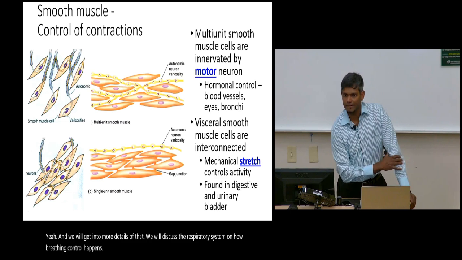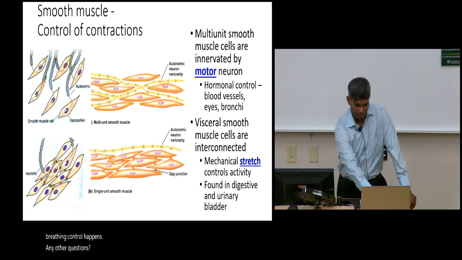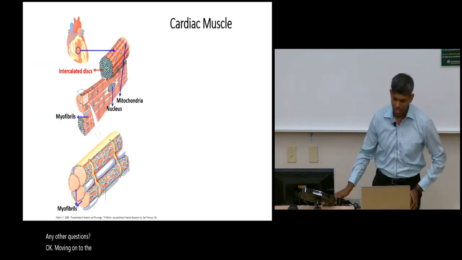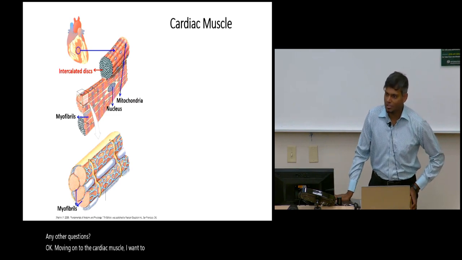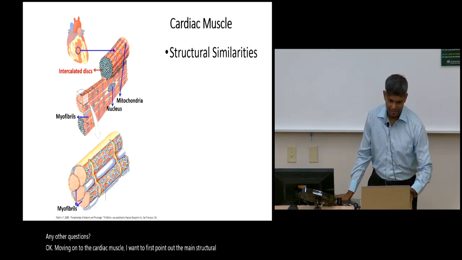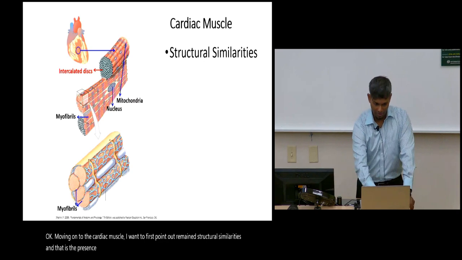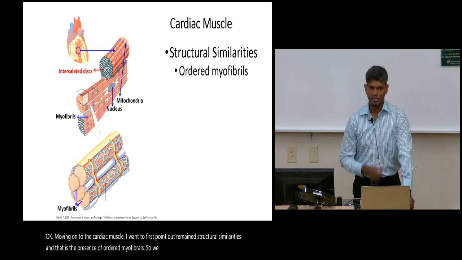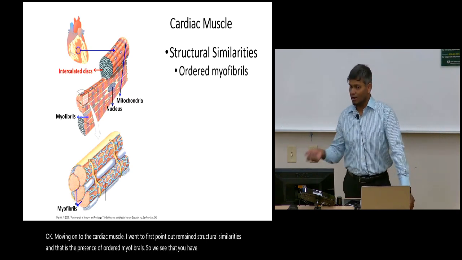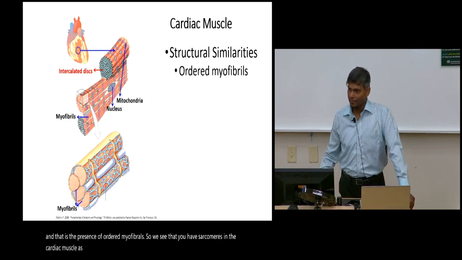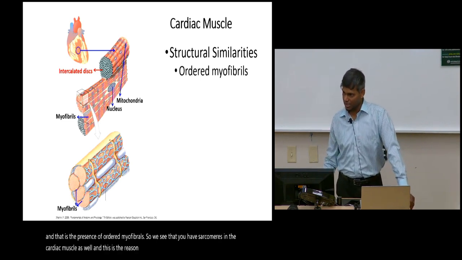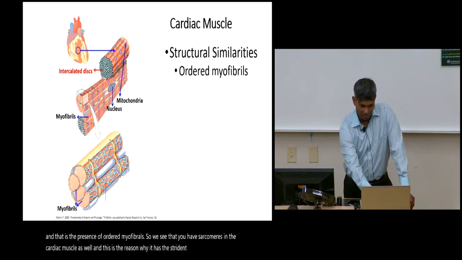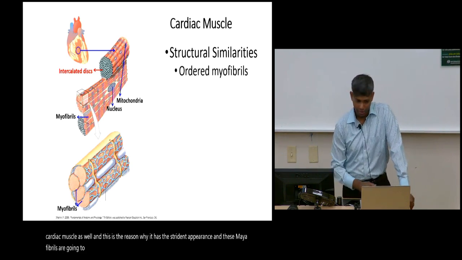Any other questions? Okay, moving on to the cardiac muscle. I want to first point out the main structural similarities, and that is the presence of ordered myofibrils. Right? So we see that you have sarcomeres in the cardiac muscle as well, and this is the reason why it has the striated appearance, and these myofibrils are going to be well ordered.